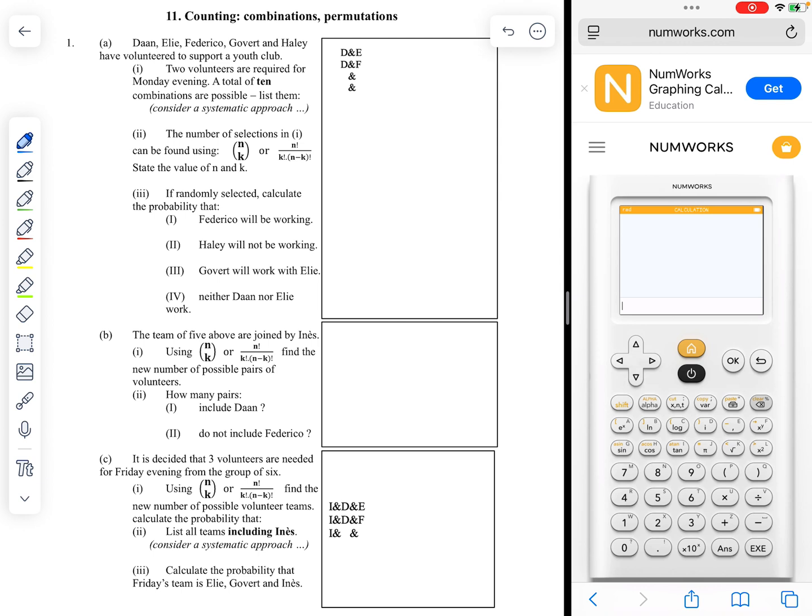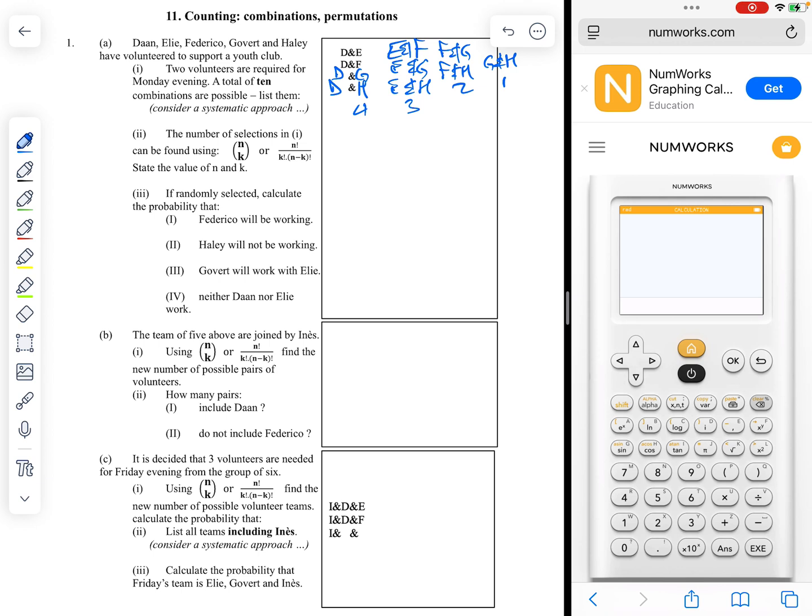So, when we look, our first pair could be Dan and Ellie, D and E, or D and F, or D and G, or D and H, or E and F, E and G, E and H, or F and G, F and H, G and H. And we have here 4 and 3 and 2 and 1. We have 10 pairs, 10 combinations.